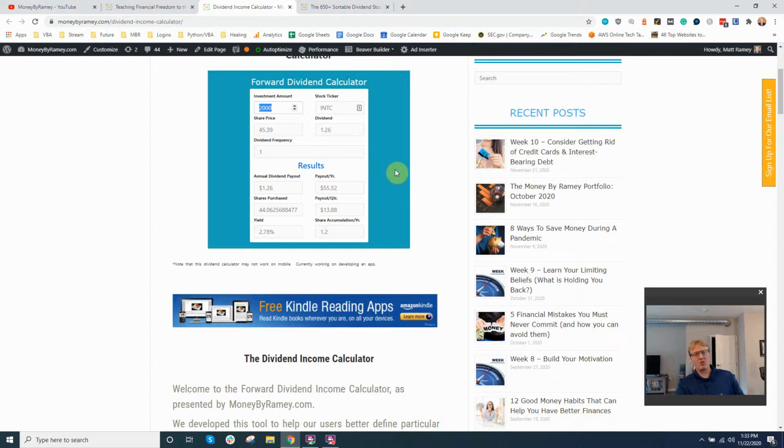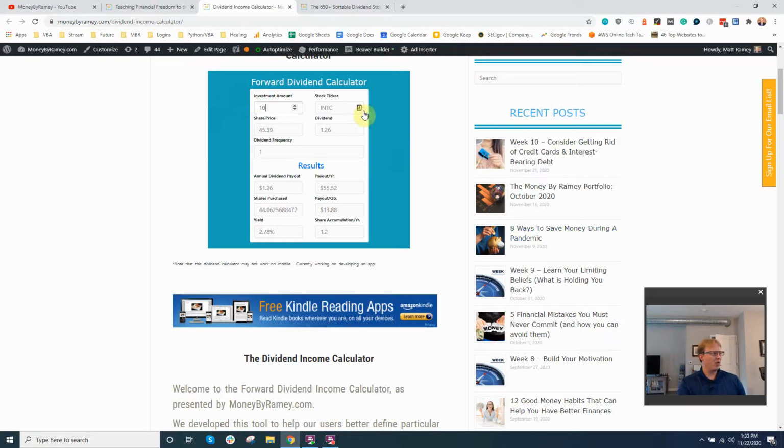Obviously, if the share price goes up, which is great from a capital appreciation perspective, your share accumulation is going to go down. But if the share price goes down, then you're going to increase share accumulation. But then again, your risk might be going up if the market's building in a lower share price.